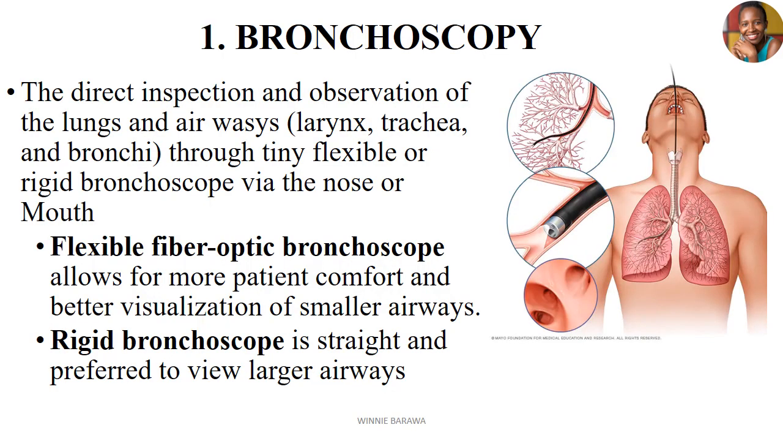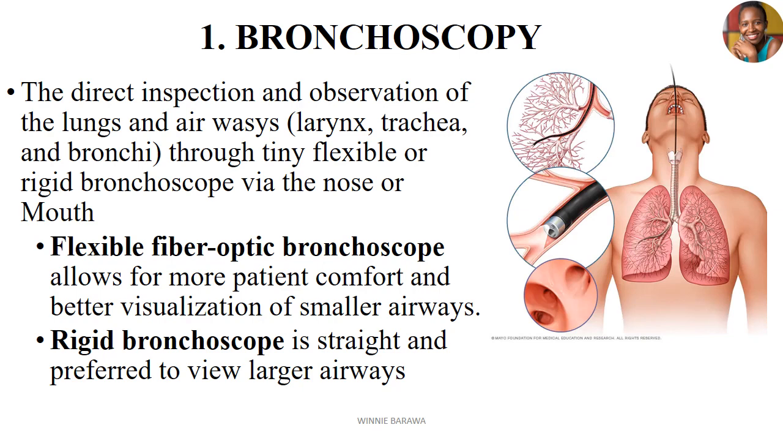Let's start with the first procedure that we call bronchoscopy. Bronchoscopy, as the name states, comes from the word bronchioles, the bronchus trees. What this procedure does is a direct inspection and observation of the lungs and the airways, which could be the larynx, the trachea, or the bronchus, through the use of a tiny, flexible, or a rigid bronchoscope through the nose or the mouth.